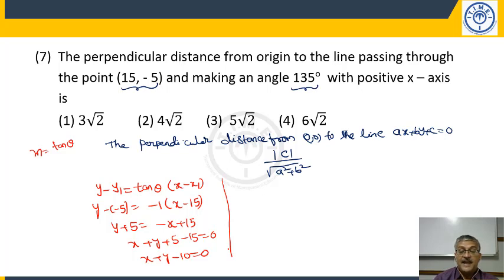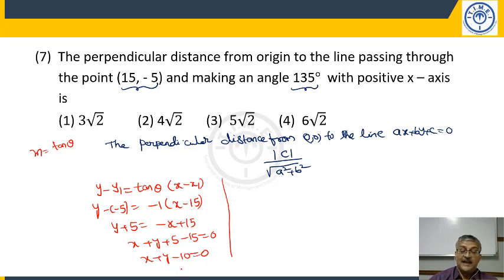Because it makes an angle 135 degrees with the positive x-axis, the slope is tan theta. Here, what is the tan theta value? Tan 135 is minus 1. And the point is (15, minus 5). So y minus minus 5 is equal to minus 1 into x minus 15. So the equation of the line is x plus y minus 10 is equal to 0.